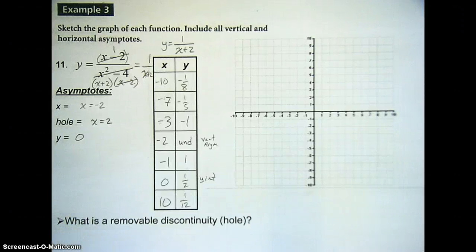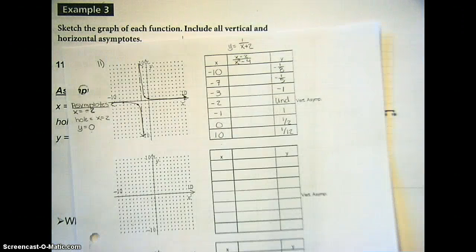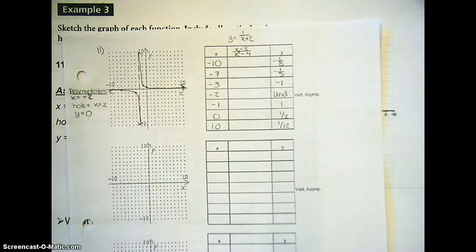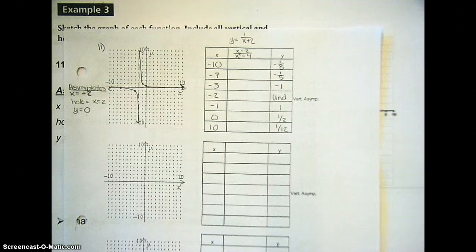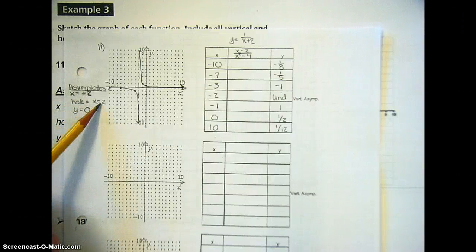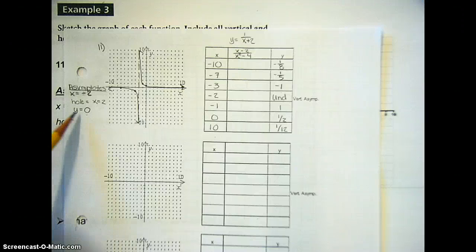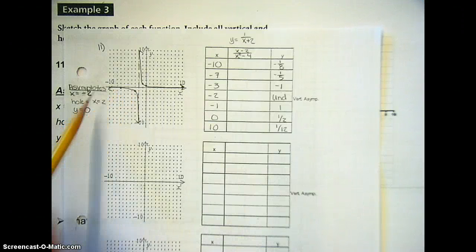All right. Well, I'm going to put Marina's graph up here. So there's her table. There's her graph. Notice she's got the x asymptote at negative 2, the hole at 2, and the y asymptote at 0. And so we've got our graph here. Now the one key piece that we need is to put that hole in.